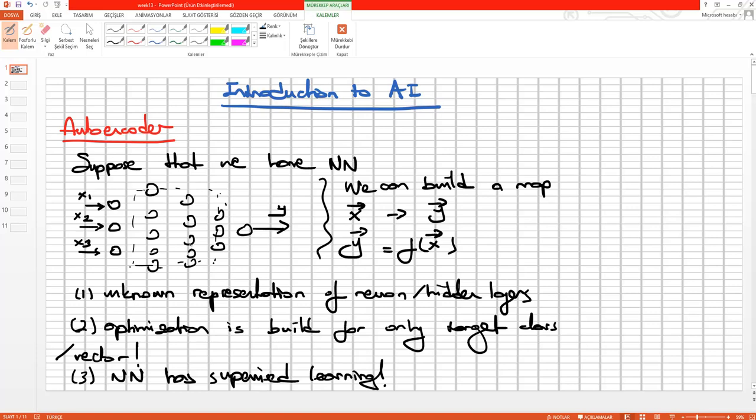The standard neural network applications, the standard CNN application or any other application just take these three basic conditions. We don't know the neurons and the hidden layers. We don't know the representation of these terms. Optimization is built only for the target vector, and we have supervised learning in here.